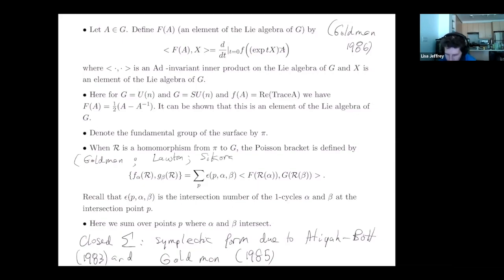We'll get to that later on. But in the case where the surface is closed, it was first defined by Goldman, and you sum over the intersection points of alpha and beta, and you take the inner product of R of alpha, F of R of alpha, and G of R of beta, where capital F is associated to little f and capital G is associated to little g in the way I described above.